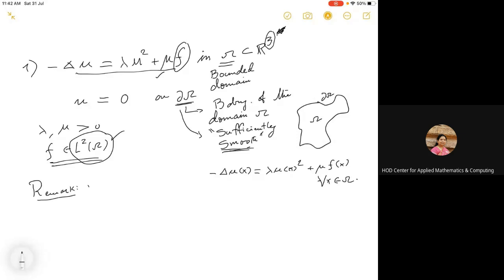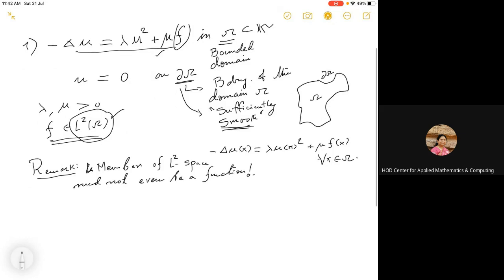that members, so let me know if my writing goes a bit illegible and my voice goes down during the course of the talk, members of the L2 space need not even be a function. So then how do we go about this problem? How do we go about tackling this problem?